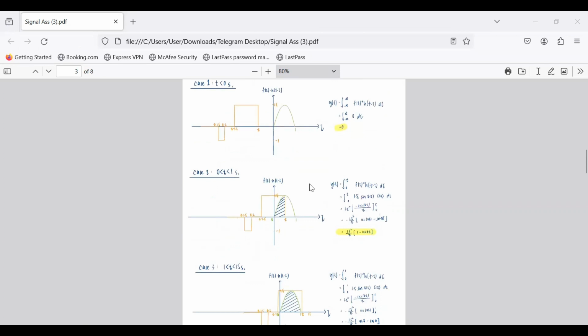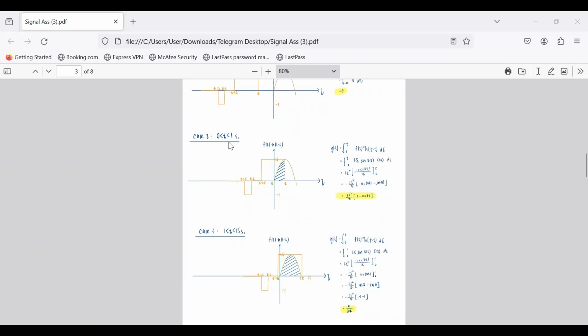Next, we start our calculations with different cases. Case 1 is t less than 0 seconds, and we get the integration equal to 0. Next is case 2. The time interval is between 0 and 1, so we can calculate our yt using integration between t and 0. So we get 1.5 squared divided by pi and product with 1 minus cos pi t.